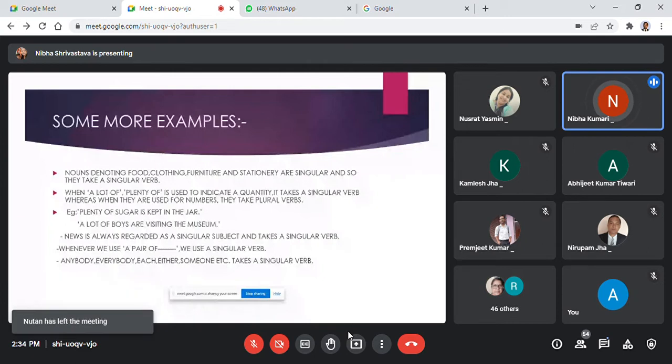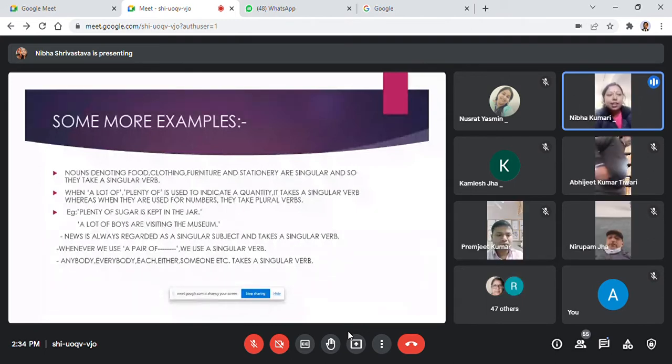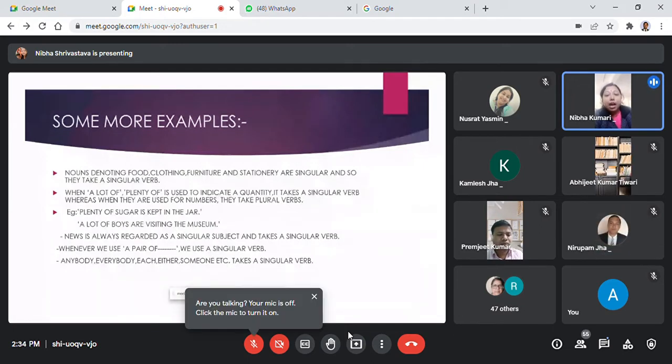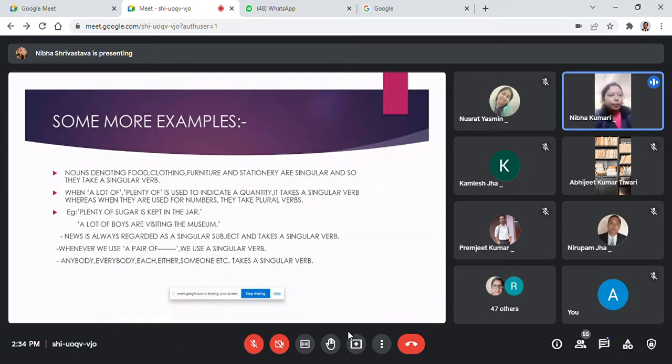Now, one more important part of subject-verb agreement, yes, news. News is always regarded as a singular subject, and so it takes a singular verb. So, instead of saying newses are, or there are so many newses, no. News always takes a singular verb. Then, this we have already discussed whenever we use a pair of. Now anybody, everybody, each, either, someone, etc. all take a singular verb.